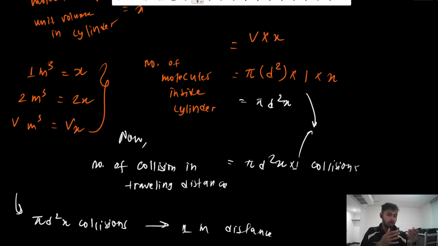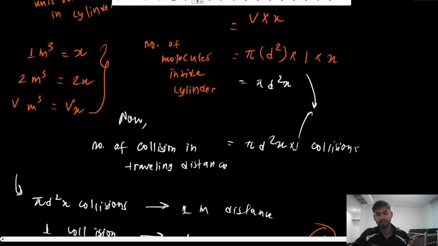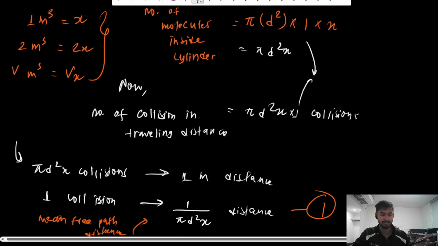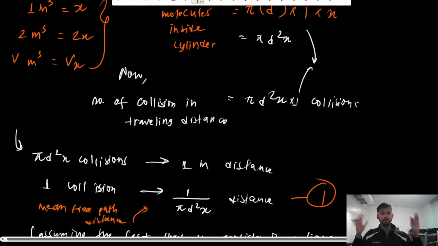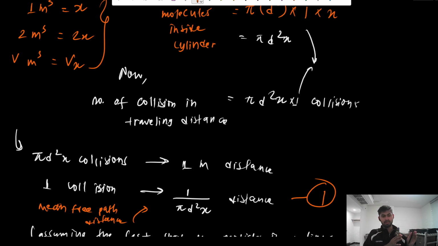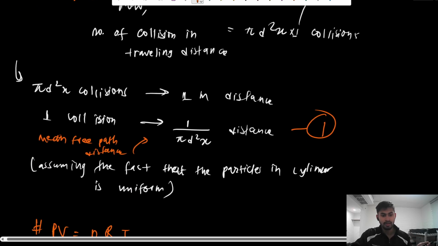So the number of collisions, say in a traveling distance of 1 meter, would be basically the total area of that cylinder itself, which is pi d squared times x times 1, which is the distance. So in 1 meter distance, if we have pi d squared x collisions, then the unitary method would imply that one collision happens in every 1 by pi d squared x distance.